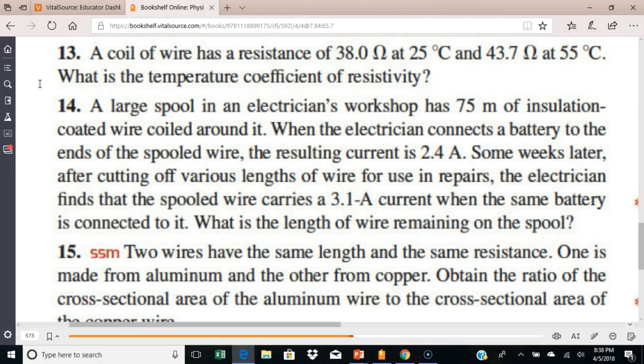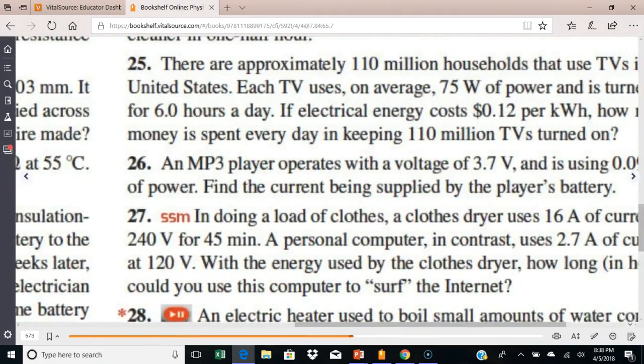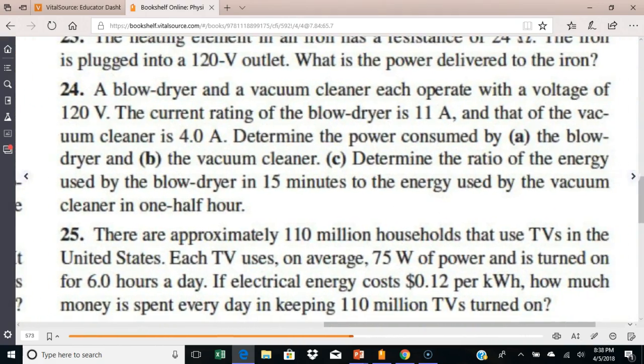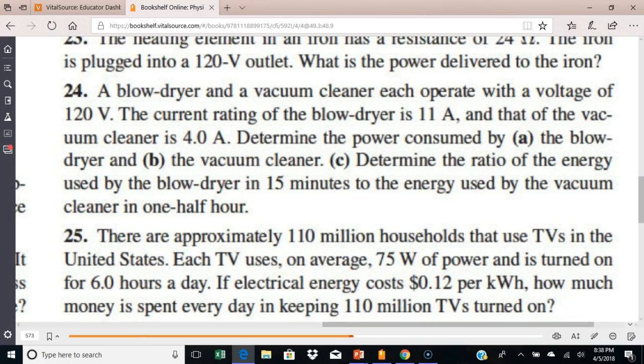Let's take a look at number 24. It says, I got a blow dryer and a vacuum cleaner. The blow dryer and vacuum cleaner each operate with a voltage of 120 volts. The current rating of the blow dryer is 11 amps, and the vacuum cleaner is 4 amps. Determine the power consumed by the blow dryer and the vacuum cleaner. Determine the ratio of the energy used by the blow dryer in 15 minutes to the energy used by the vacuum cleaner in a half hour.